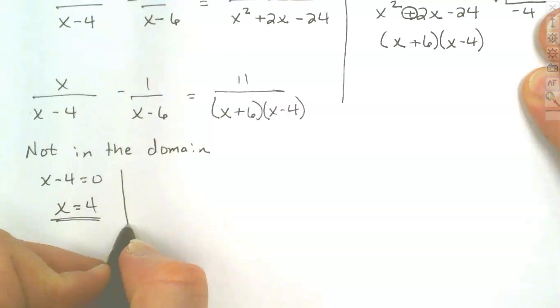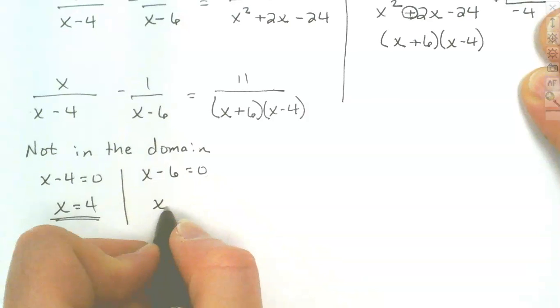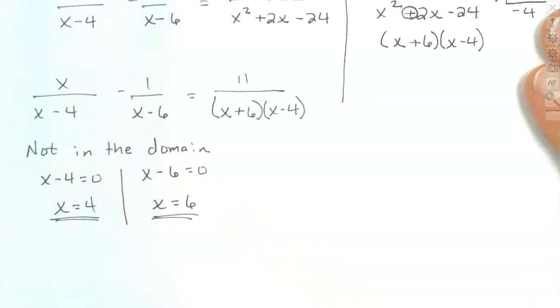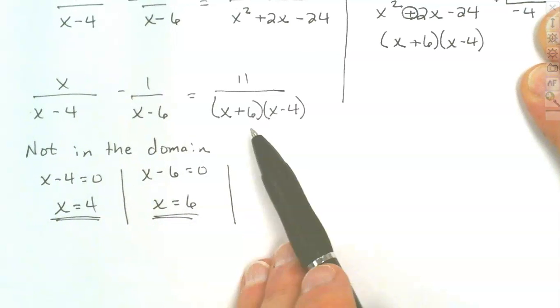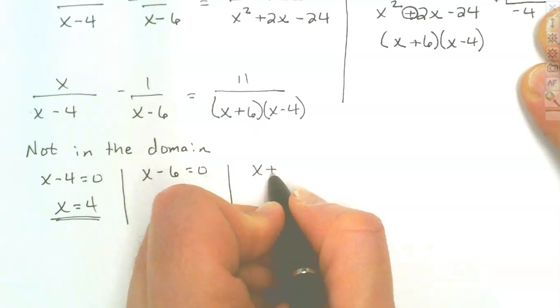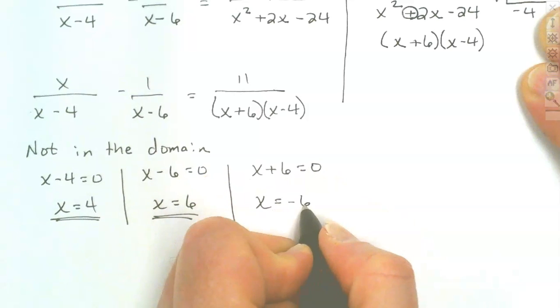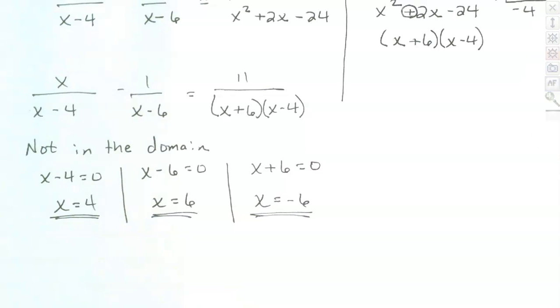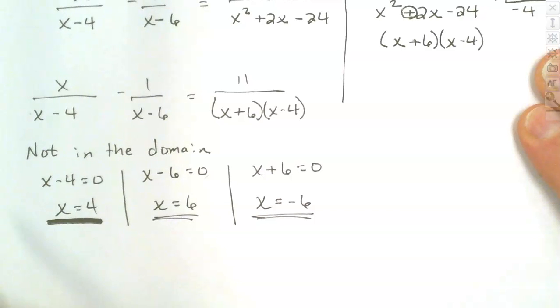Then we've got x minus 6. Moving that over, that gives you x equals 6, so it's not in the domain. x plus 6 equals 0. Moving that over, we've got x equals negative 6, and that's also not in the domain. We don't have to worry about that x minus 4 because that's already been taken care of. So what are the three numbers now that are not in the domain?